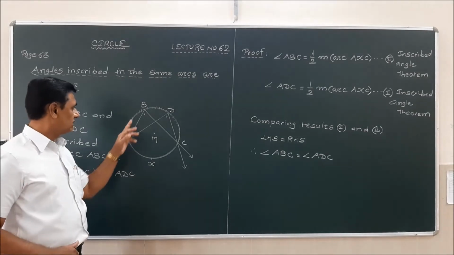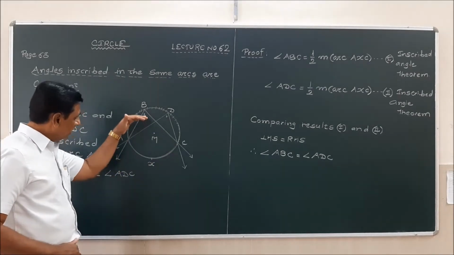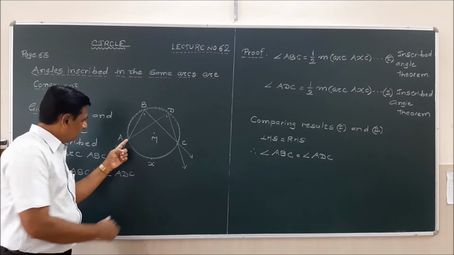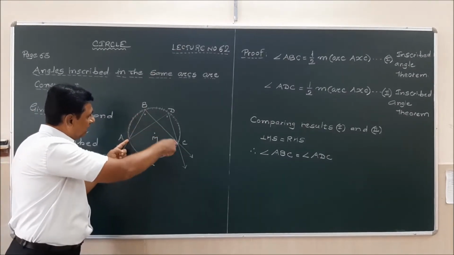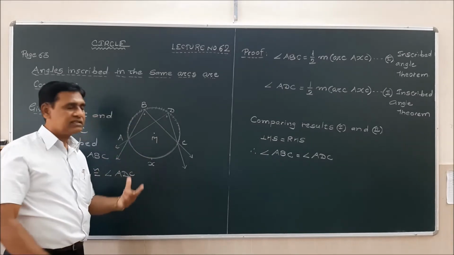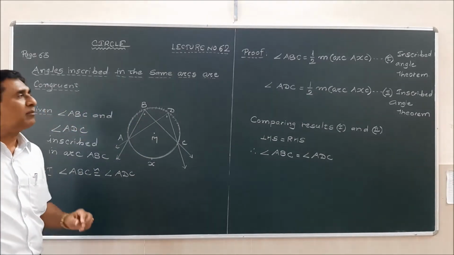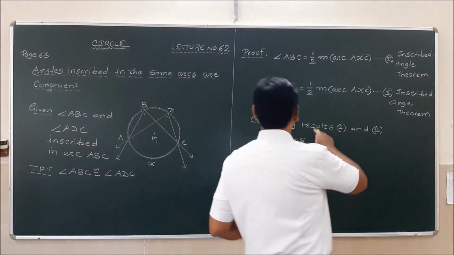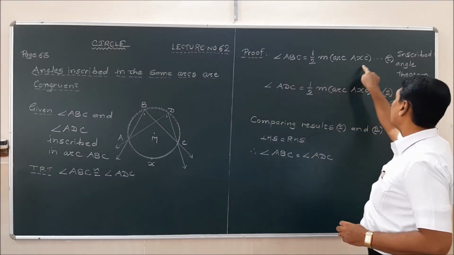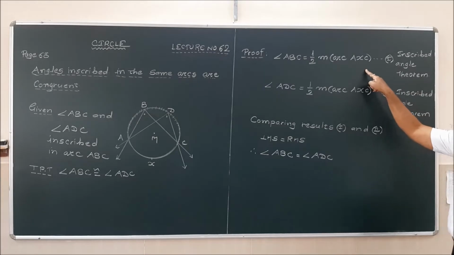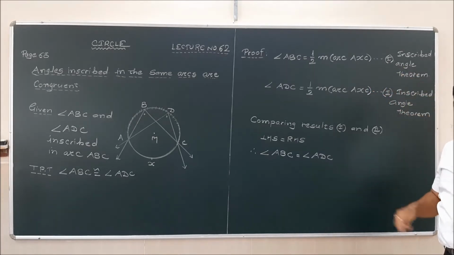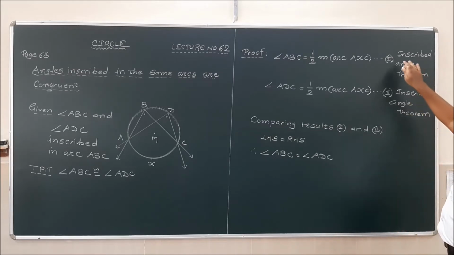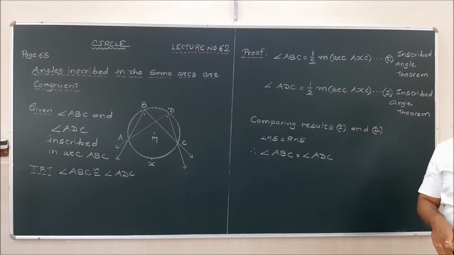Okay, so you will find angle ABC. Now, with the sides of angle ABC, namely AB and BC, which arc is intercepted? AXC. So by the inscribed angle theorem, you all know angle ABC is equal to half of major arc AXC, isn't it? We label it as result 1. We have also mentioned the reason, the inscribed angle theorem.